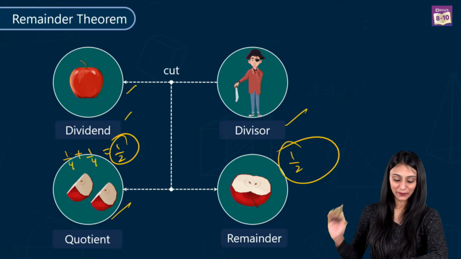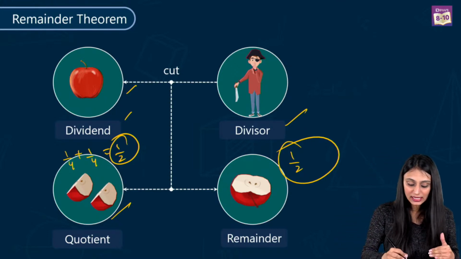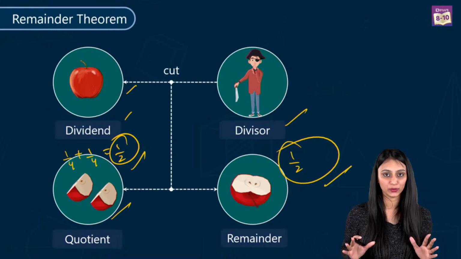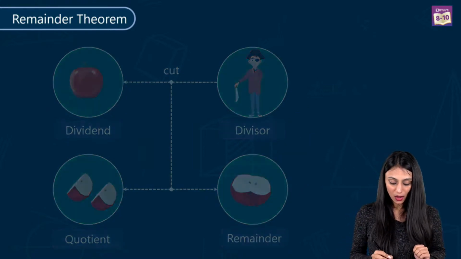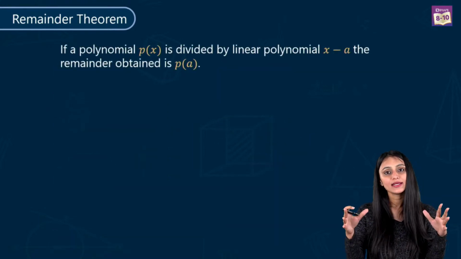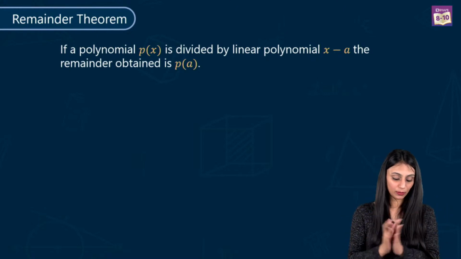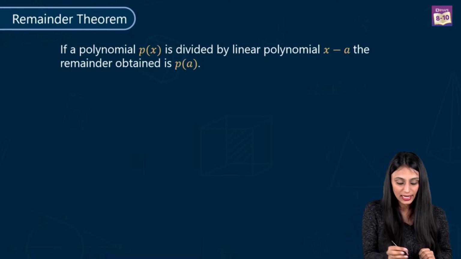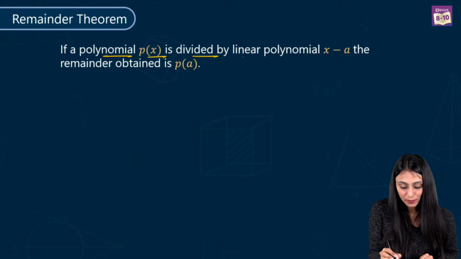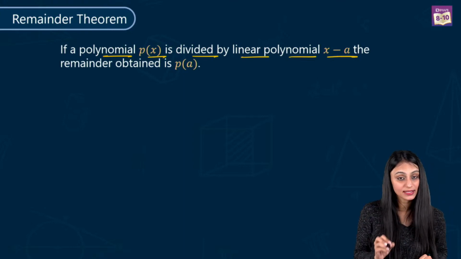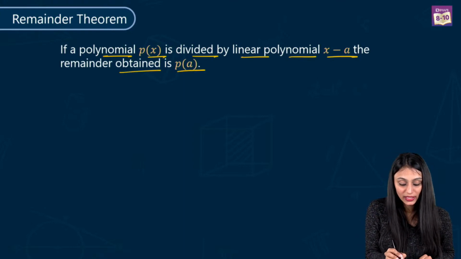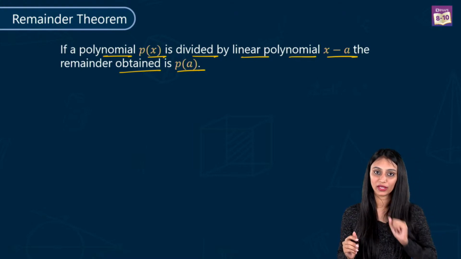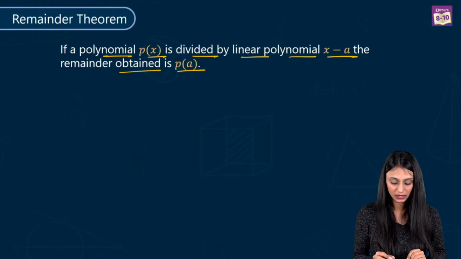All right, Amna, so it's clear to you, right? This is 1/2 and this is also 1/2 of the apple. Now let's take a look at the mathematical statement of the remainder theorem. What does it state? If a polynomial p(x) is divided by a linear polynomial x minus a, then the remainder obtained would be p(a), which is the polynomial evaluated at a. What does this mean actually?